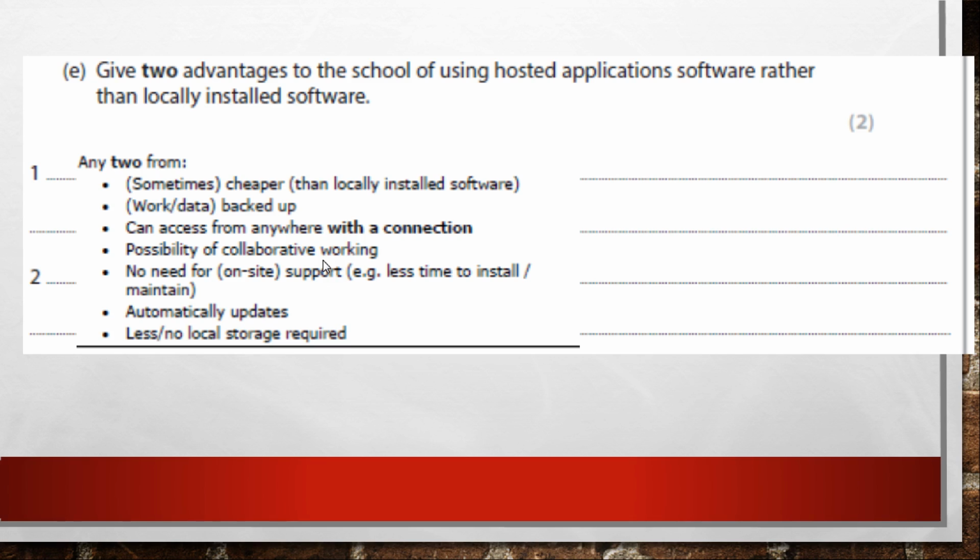Okay, it's access anywhere with a connection, ability to collaboratively work with other colleagues. Okay, so because it's online, there may be tools and facilities to be able to share files or whatever. You don't need on-site support. You get automatic updates and less storage. There's obviously lots of downsides, okay, which you need to know about. Okay, the fact that if you don't have an internet connection, you're stuffed, which often we find is the problem at school with a VLE and email. So yeah, that's the answer to that question.